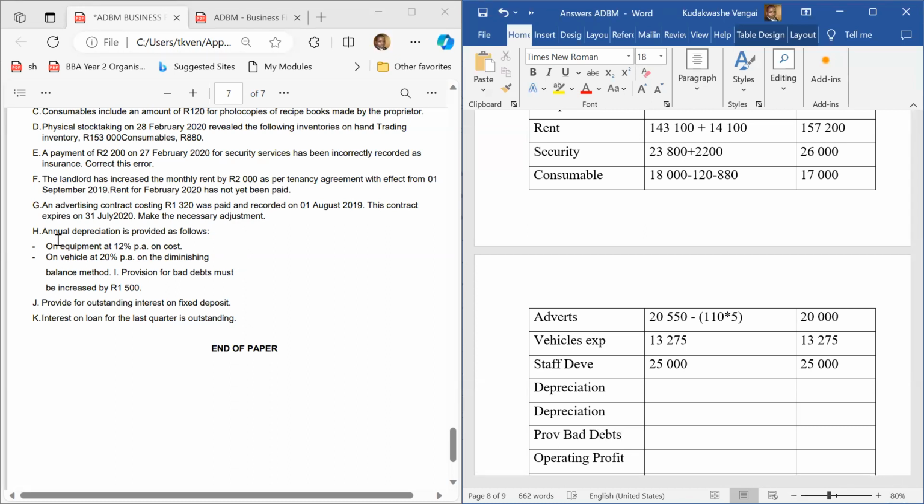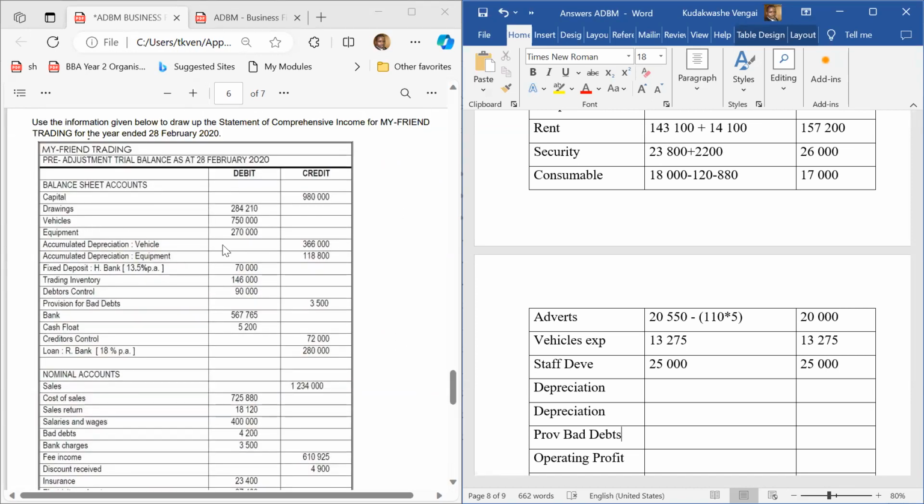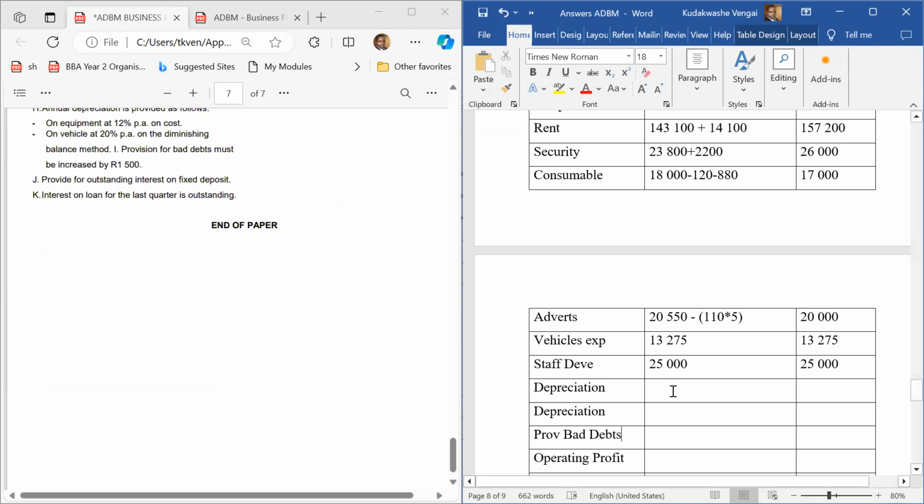All right, so annual depreciation is provided for as follows: 12% on cost for equipment. So we go, what is the equipment? 270,000, and we want 12%. So 12% multiplied by 270. So this one is straightforward. 270 multiplied by 12% gives us 32,400.